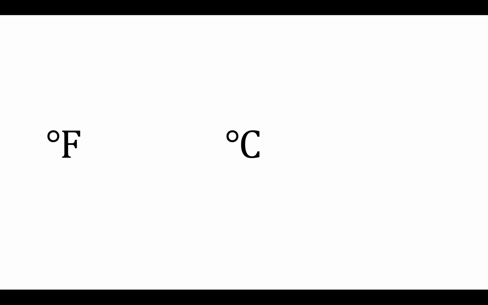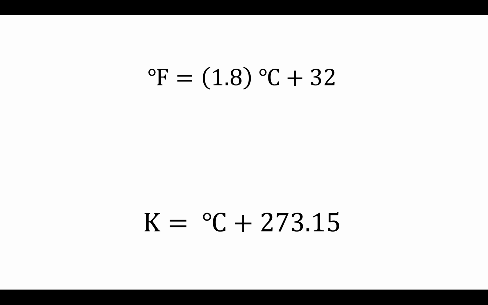The second scale is degrees Celsius, and 0 degrees Celsius is the freezing point of water, so that's the reference point for that scale. And the last scale is Kelvin. 0 Kelvin is absolute zero. There is no temperature lower than 0 Kelvin. The two equations we're going to use to convert between these temperature scales are these. The top one converts between degrees Fahrenheit and degrees Celsius, and the bottom one converts between Kelvin and degrees Celsius.